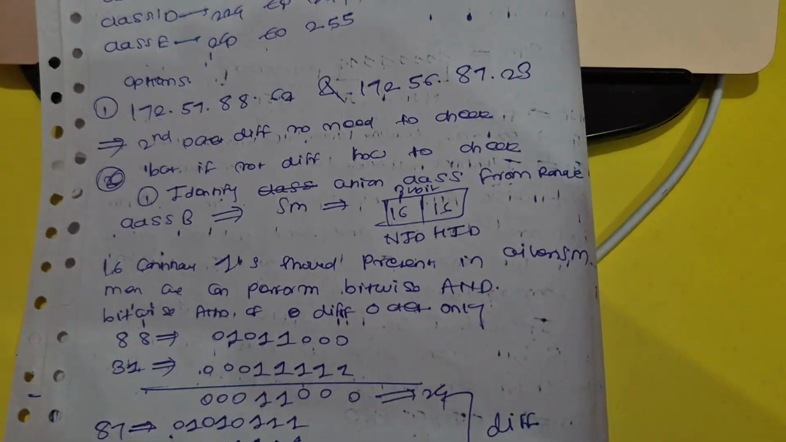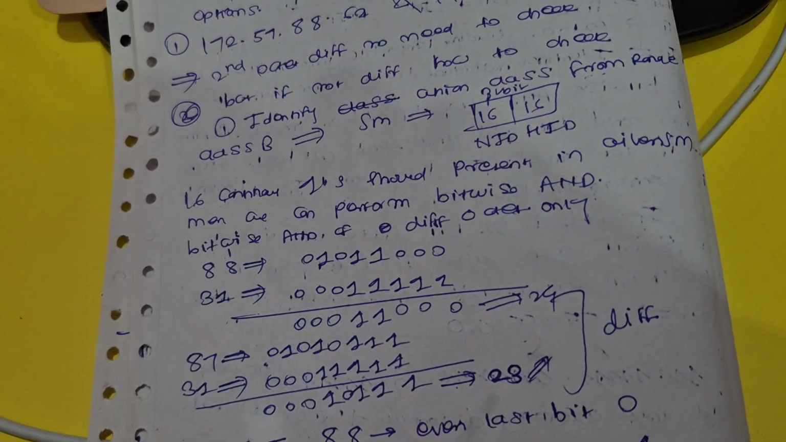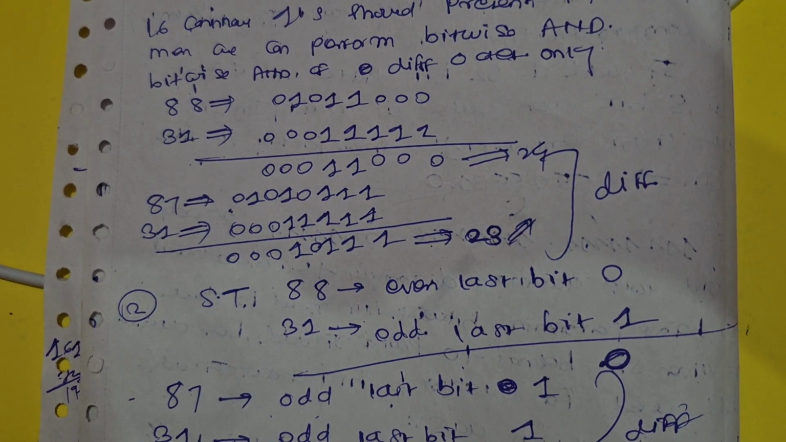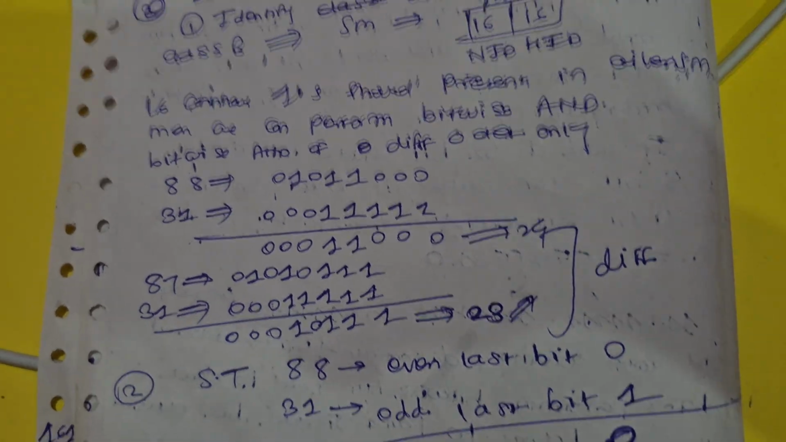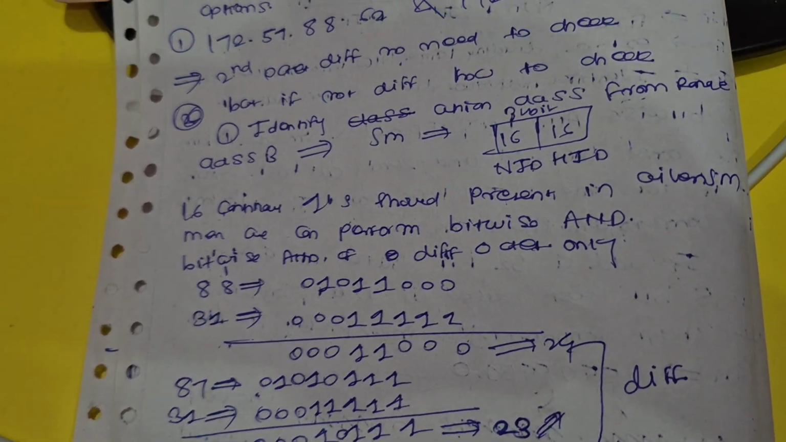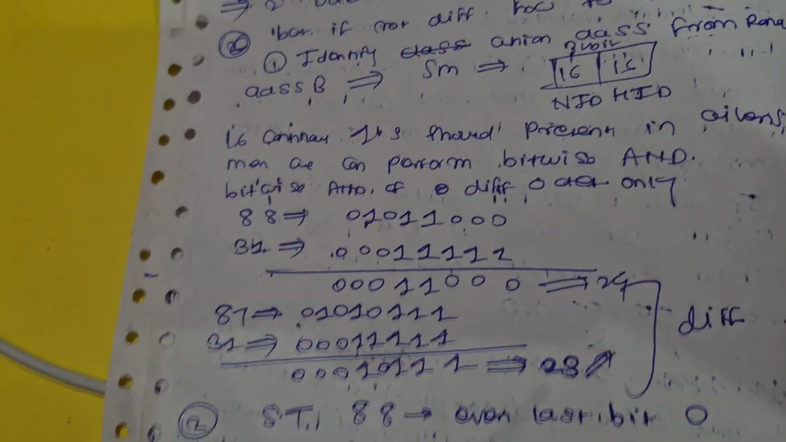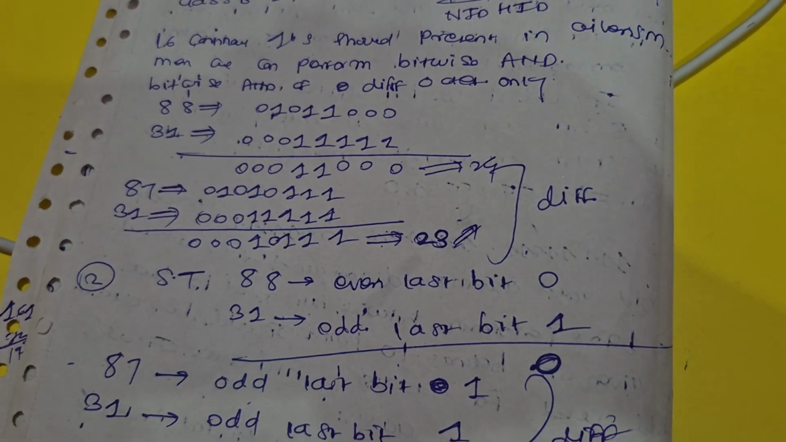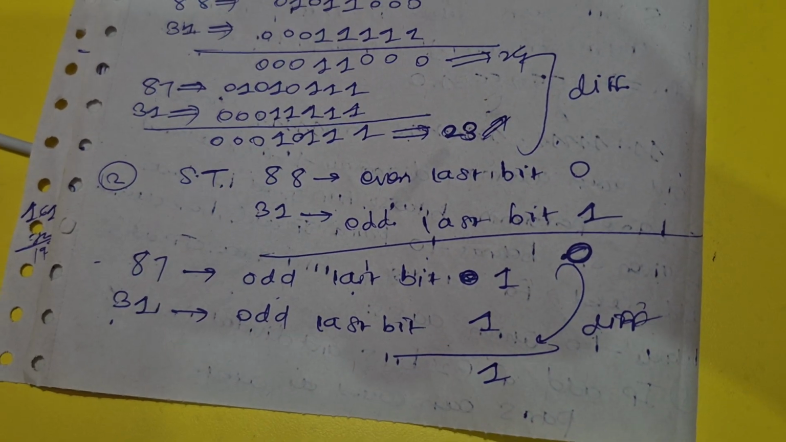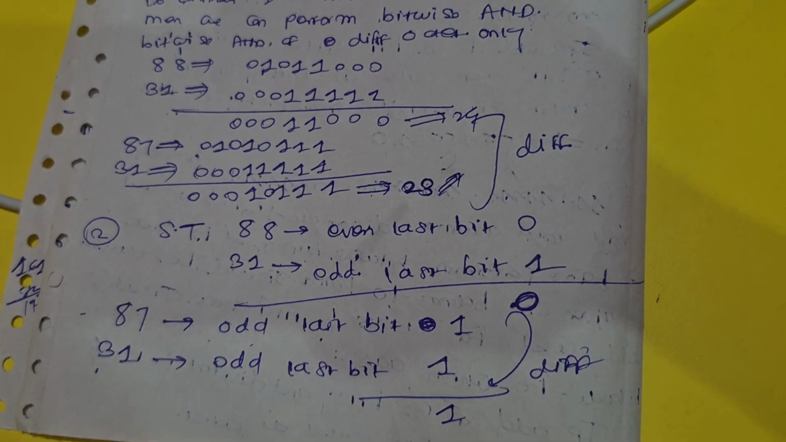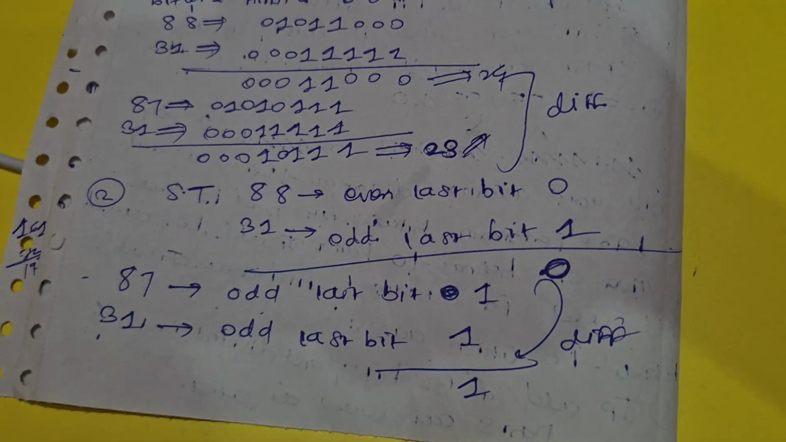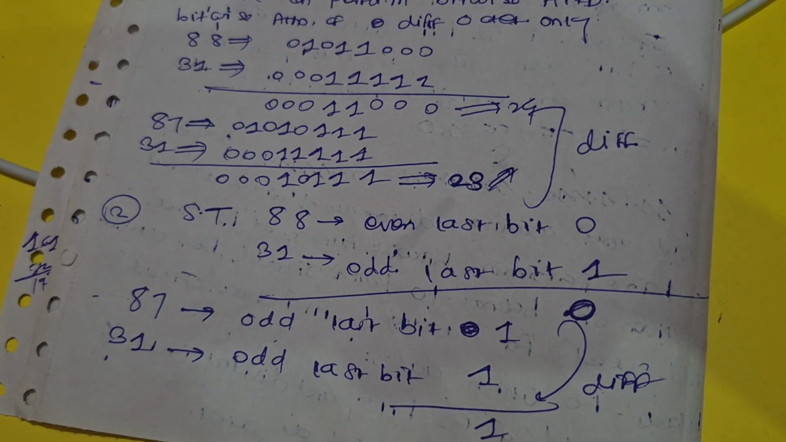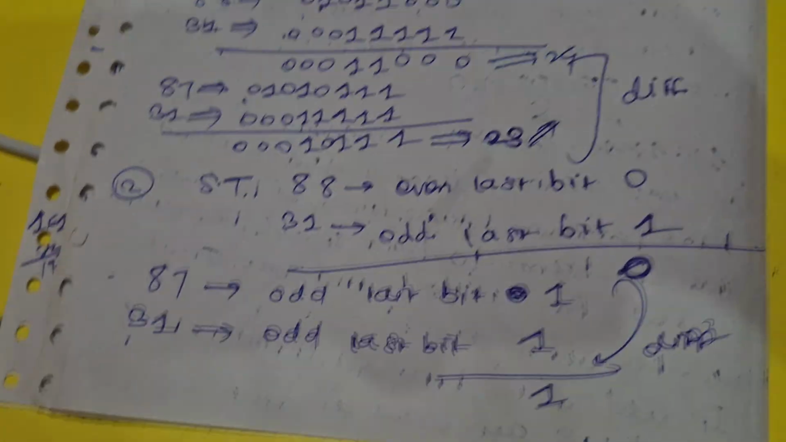So this is the traditional method of performing bitwise AND. There is a short trick of even and odd bit. You can see 88 is an even number. For an even number in binary, the last bit would be 0. And 31 is odd, the last bit would be 1. So ANDing between 0 and 1 would be 0. In the same way, you can see 87 and 31. 87 is odd and 31 is odd, so both are odd, and the output would be 1. So 1 and 0 are different, so it does not belong to the same network. So this option gets cancelled.